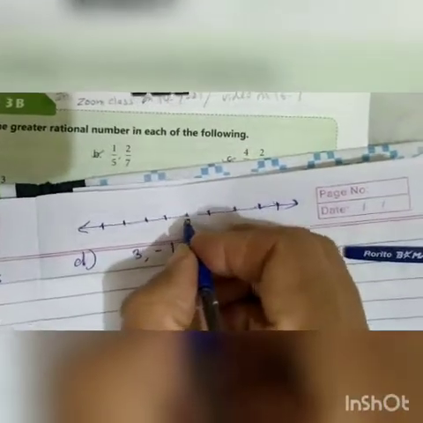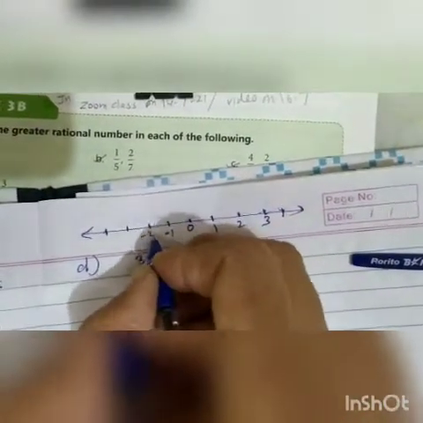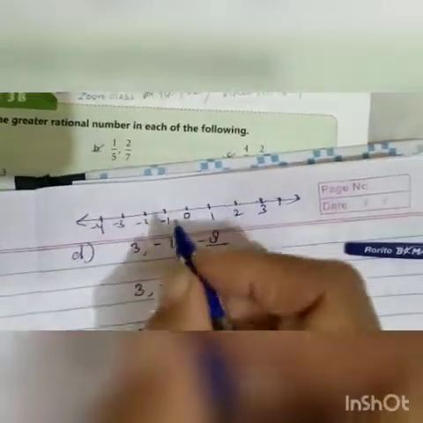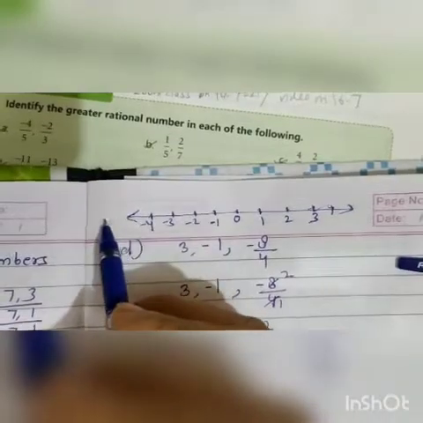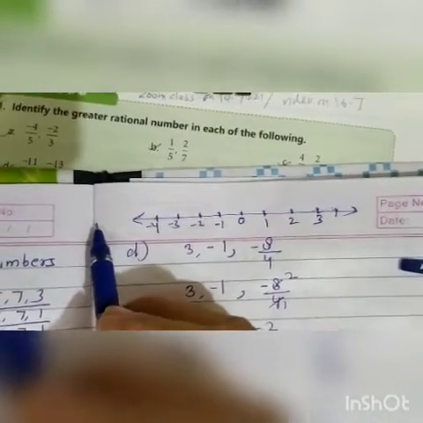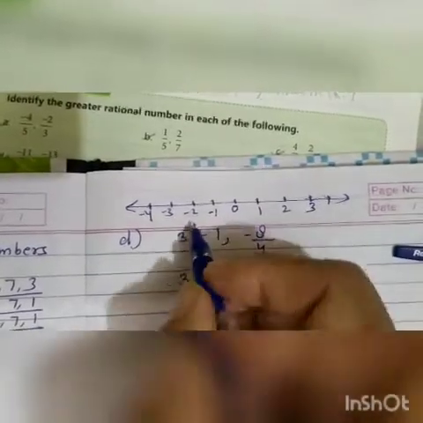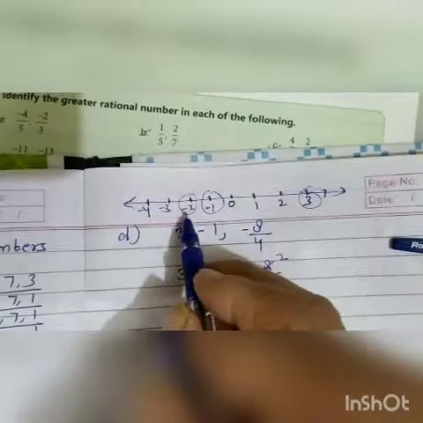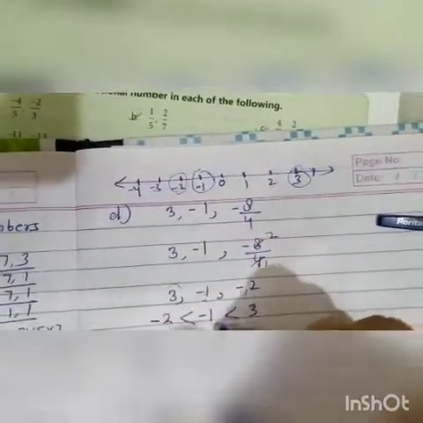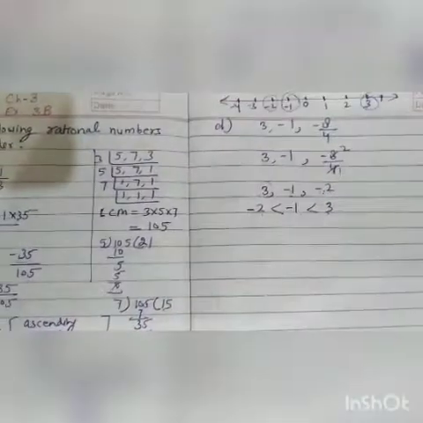suppose this is 0, this is 1, 2, 3, minus 1, minus 2, minus 3, minus 4. You know students, as we move to the left side, numbers become smaller, and when we move to the right side, numbers become larger. So here we have to compare minus 2, minus 1 and 3. First is minus 2, then minus 1 and then 3. This is the ascending order.